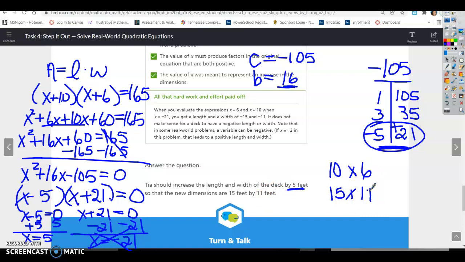All right, and then you want to check that. You know that we wanted 165, so 15 times 11 equals exactly 165 feet squared. All right, so again, remember the dimensions of the deck we started with were 165 feet.